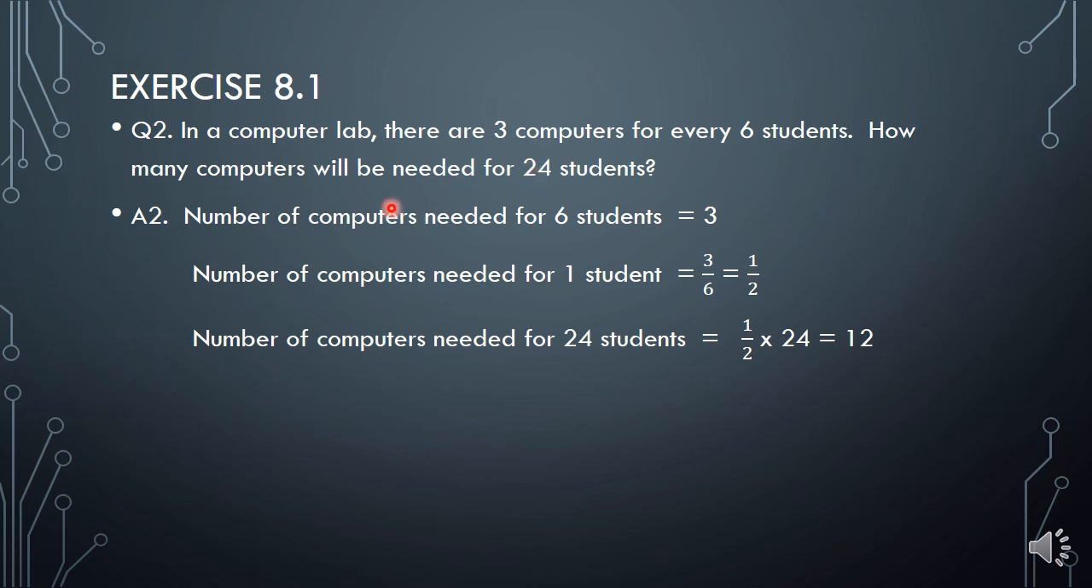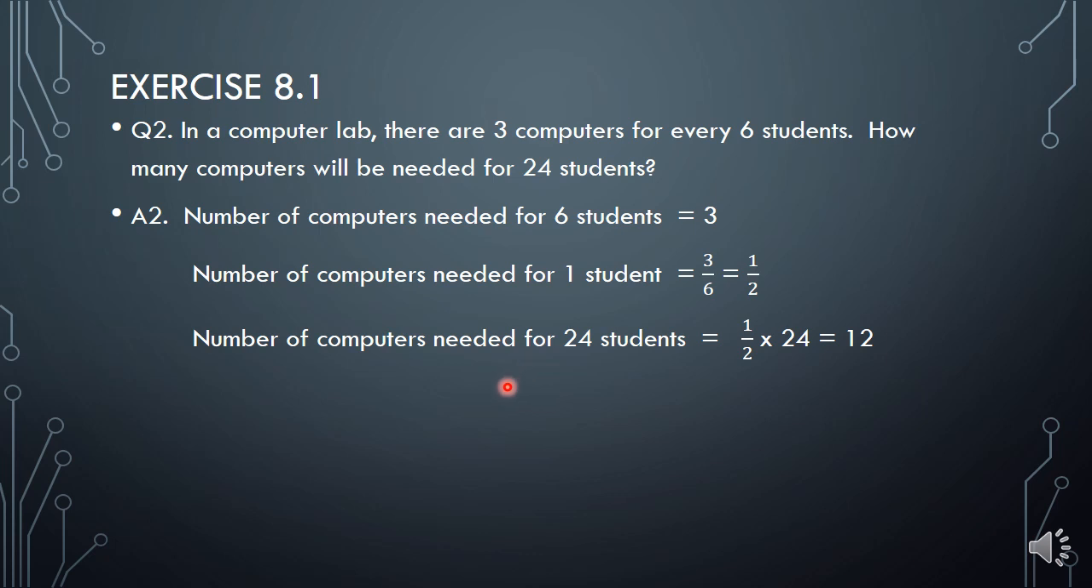Here, we have to find the answer using steps, and here we use the unitary method. That is, computers needed for 1 student we find. So, we say it is the unitary method. Number of computers needed for 6 students is equal to 3. Number of computers needed for 1 student is equal to 3 divided by 6 is equal to 1 by 2. 3 in 6 goes 2 times, so we get 1 by 2. Therefore, number of computers needed for 24 students is equal to 1 by 2 into 24. 2 in 24 goes 12 times. So, the answer is 12. So, 12 computers are needed for 24 students.